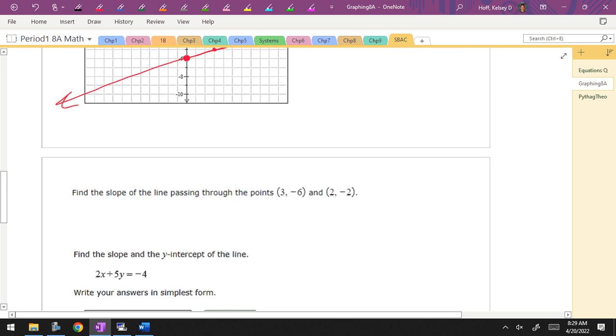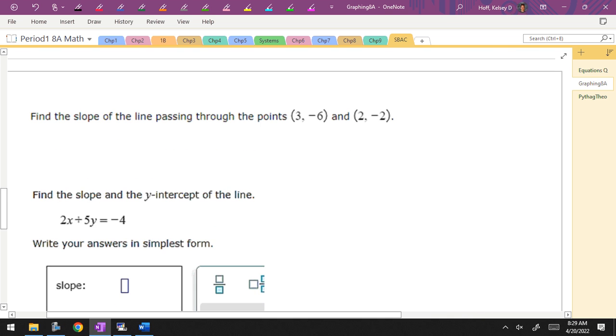Flip it over. Find the slope of the line passing through the points (3, negative 6) and (2, negative 2). Oh, I feel like we just did this the other day. How do I find the slope between those 2 points? x, y, x, y. Which one goes on top? y on top. Which one do you want to start with?